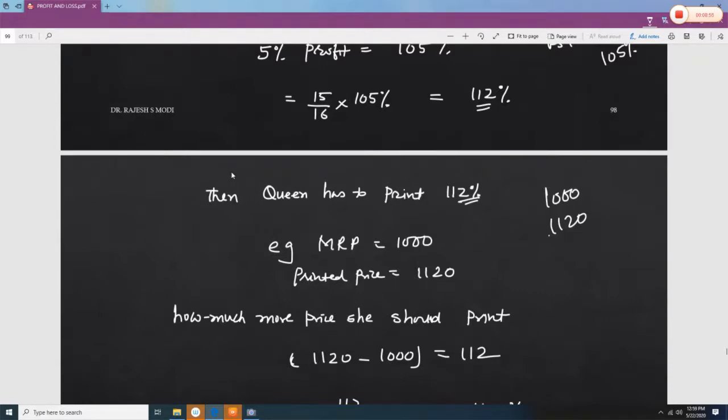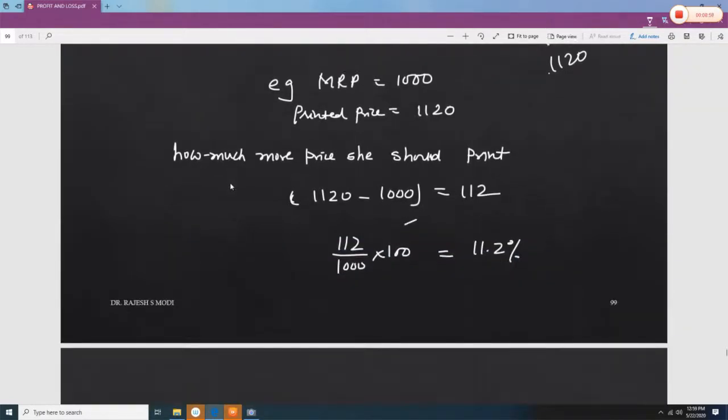Therefore her profit will be 112 or 11.2%.